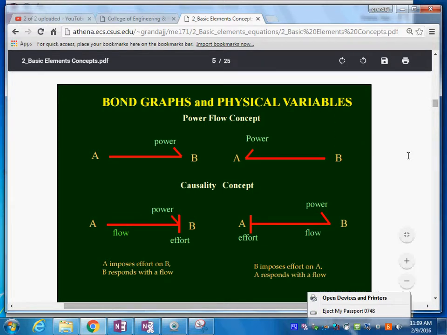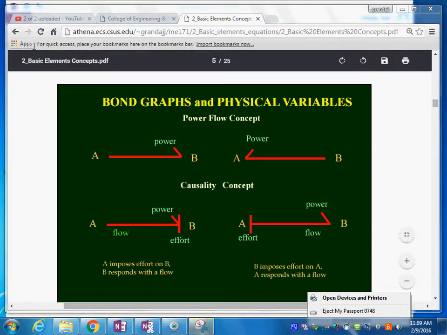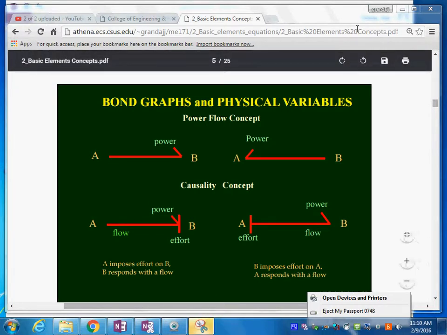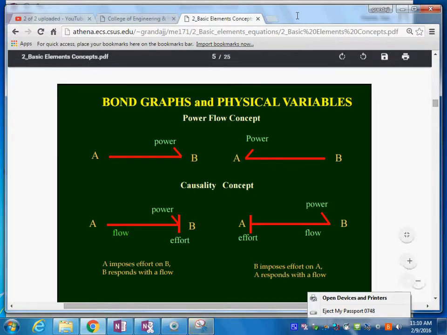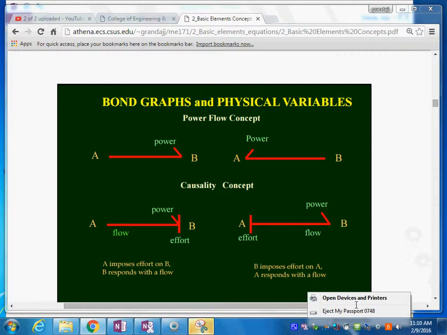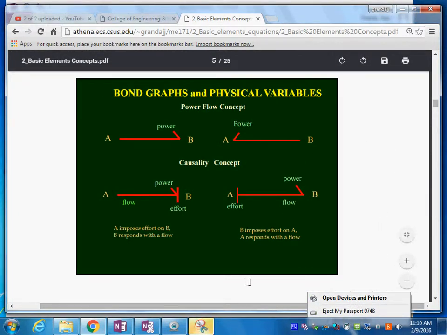I'm trying to make an annotation here, and the system is not cooperating with me. So bear with me for a second. Okay, we'll fix this. There we go. Okay, let's try to write down what I was trying to say.